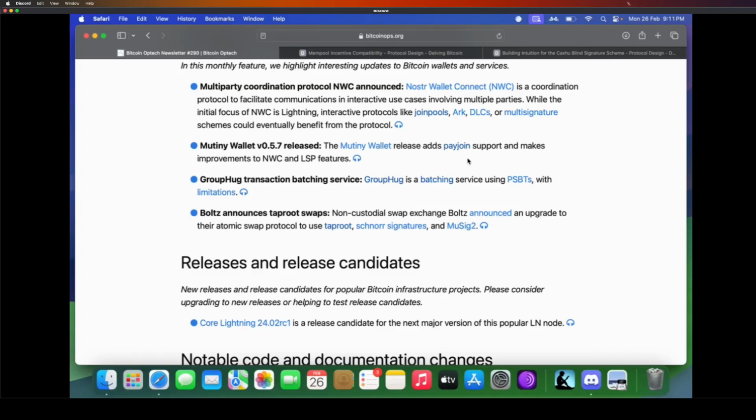Payjoin is a mechanism in which when the sender sends a payment to the receiver, the sender also includes an input from the receiver. So if Alice is paying X bitcoins to Chan, Alice will also include an input from Chan himself. Okay, so the inputs will belong to the sender, but one input will also belong to the recipient and will be sent back to the recipient.